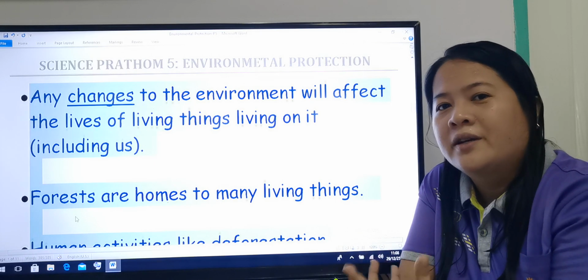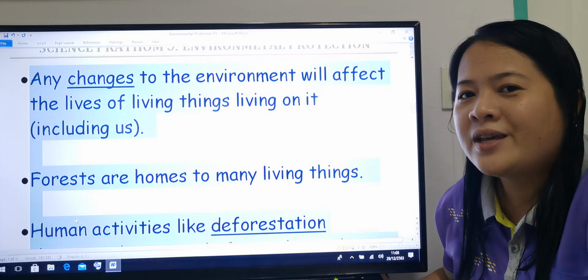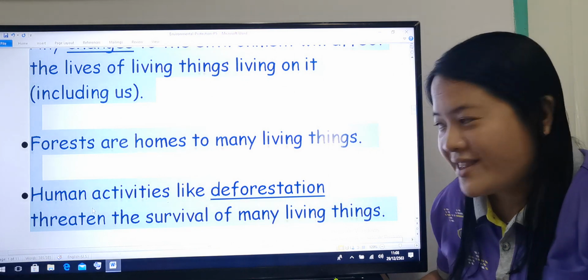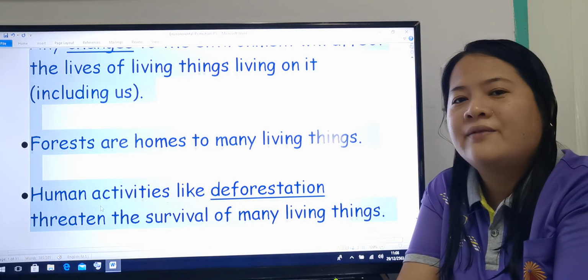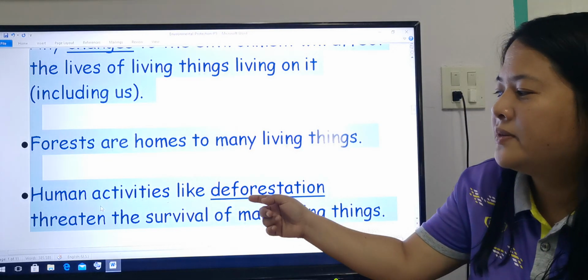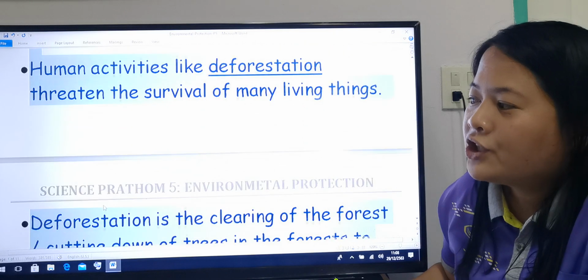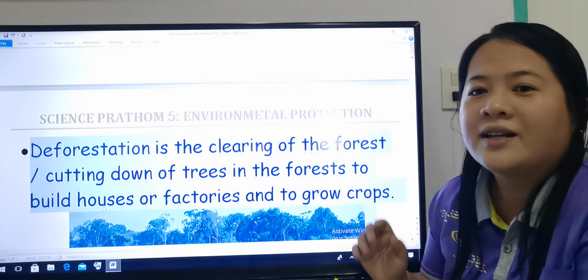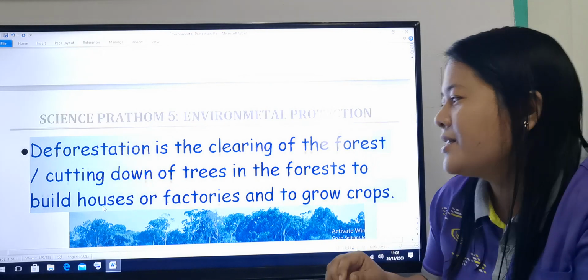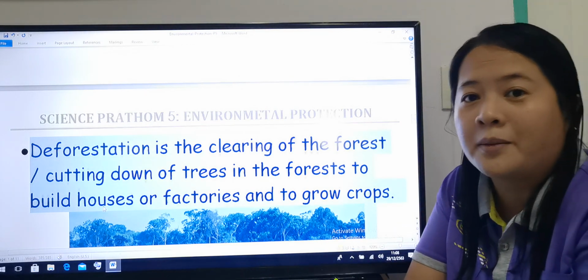So forests are important. Unfortunately, humans, we do activities like deforestation to threaten the survival of many living things. We have to be familiar with the word deforestation, okay? Deforestation is the clearing of the forest or cutting down of the trees in the forest to build houses or factories and to grow crops.